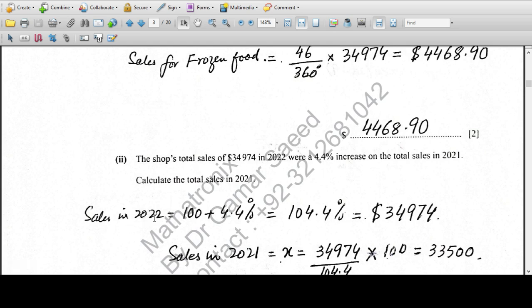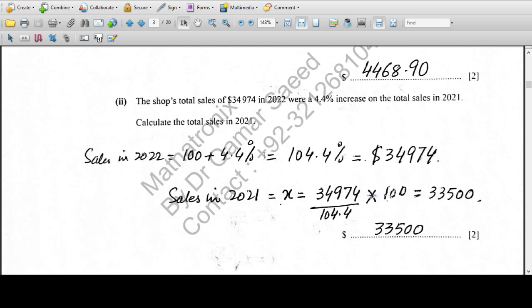So sales in 2022 is equal to 100 plus 4.4%, which is 104.4%, which equals X, so equals $34,974. So this X value is obtained as 34974 divided by 104.4 multiplied by 100.